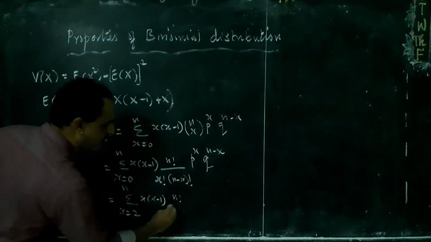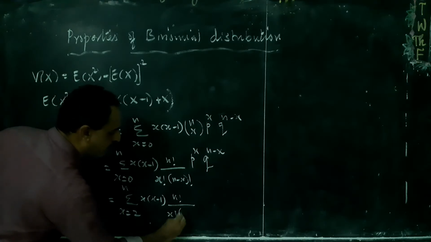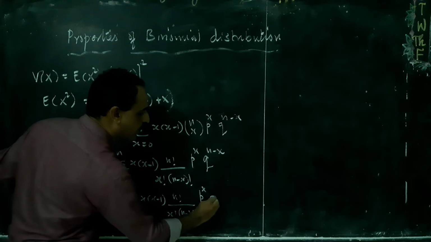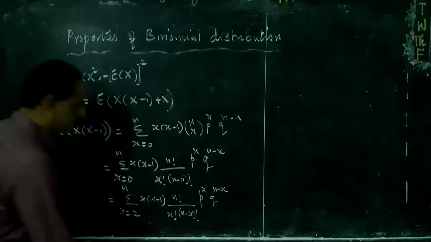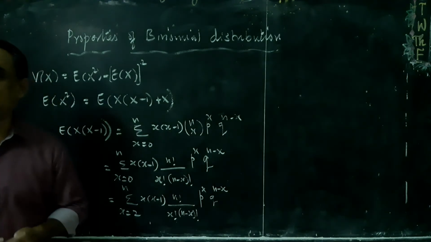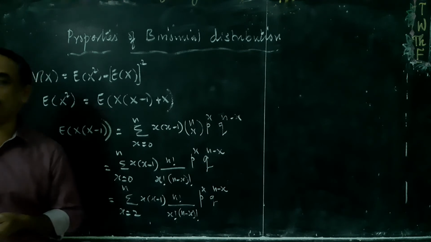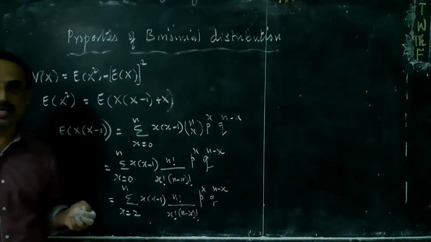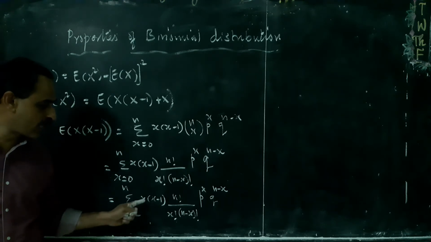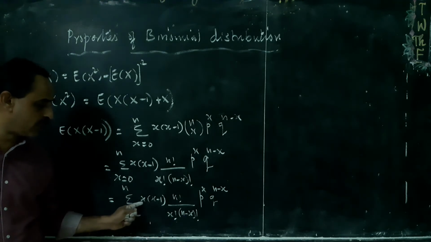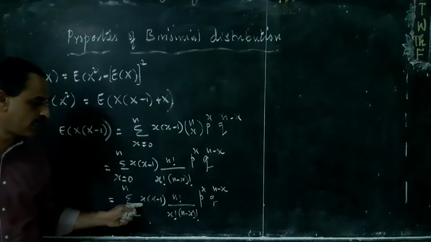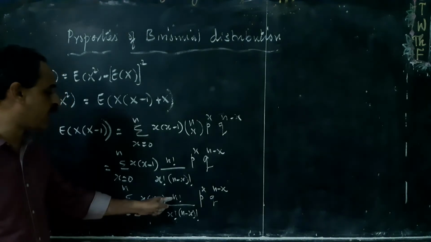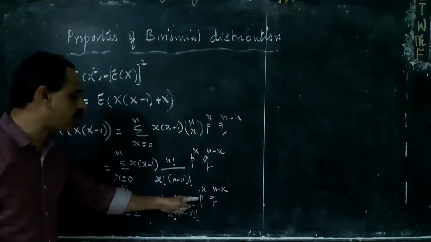Now n factorial by x factorial into n minus x factorial, p raised to x, q raised to n minus x. Now if you consider the terms of x factorial, you can see that they are 1, 2, 3, 4, etc. up to x. So we can see that the last two terms are x and x minus 1. So we can cancel the last two terms in the numerator with x and x minus 1. So you can do some simplifications also. You can take n and n minus 1 outside, and p square is outside.